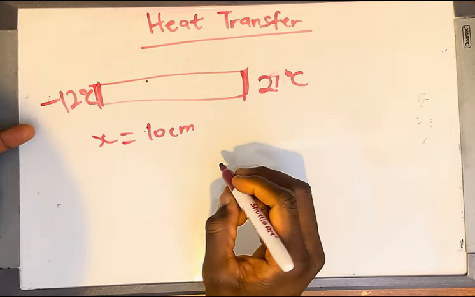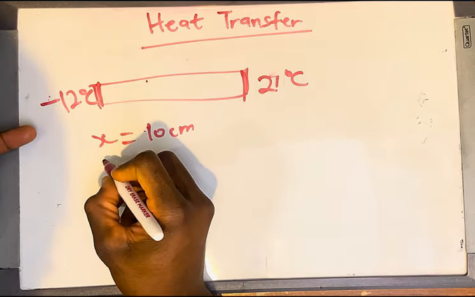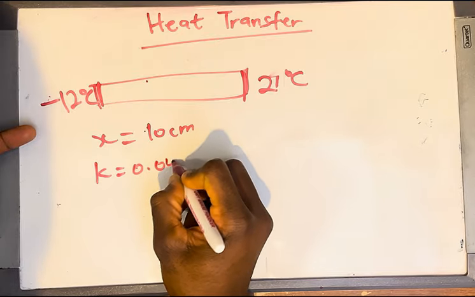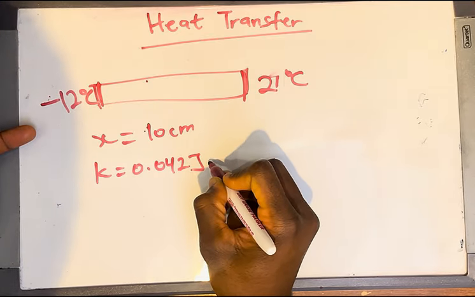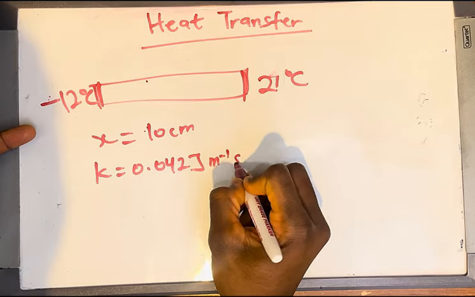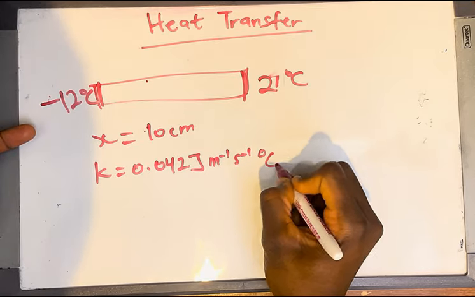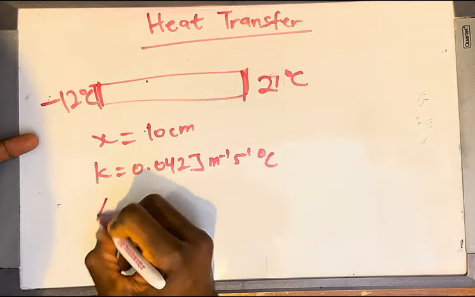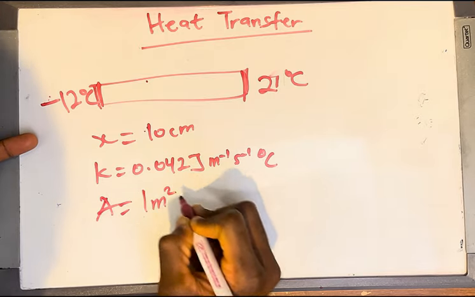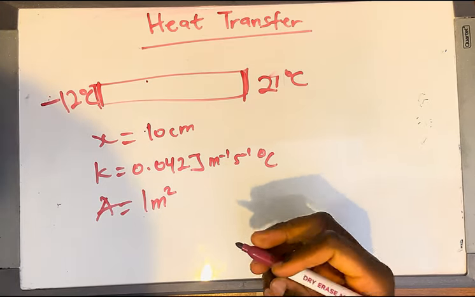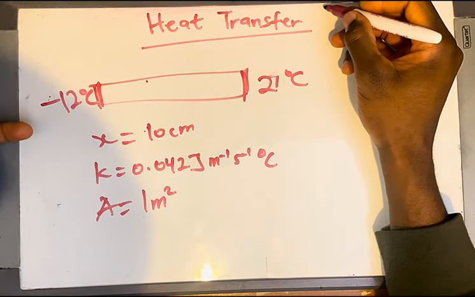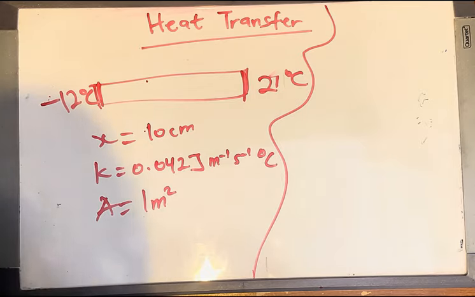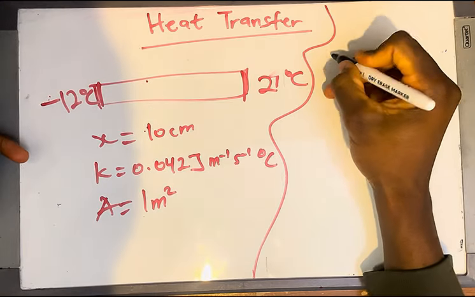And we are given the thermal conductivity, k, to be 0.042 joule per meter per second per degree Celsius. This is the thermal conductivity. And we are given the area to be 1 meter squared. And we are asked to calculate the rate of heat transfer through 1 meter square wall. Now, this is very simple. Let's use Fourier's equation.